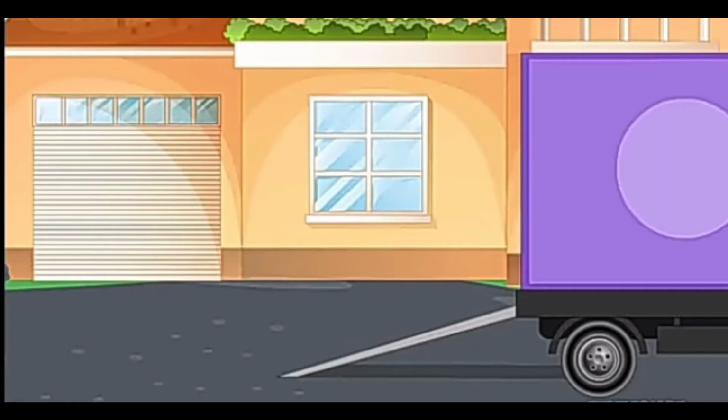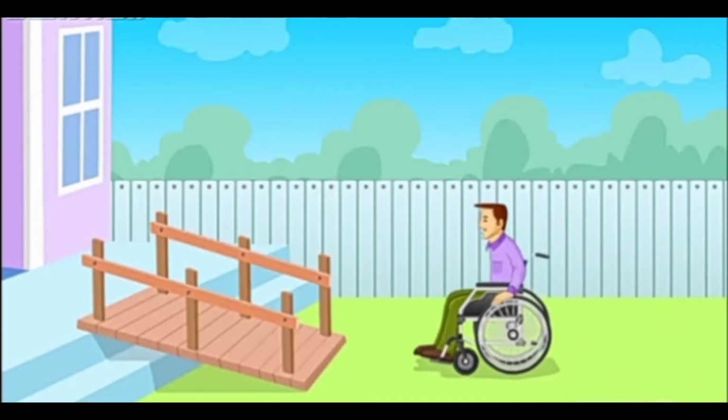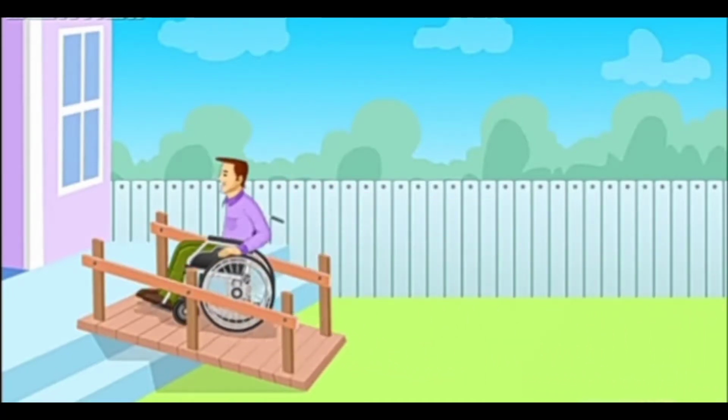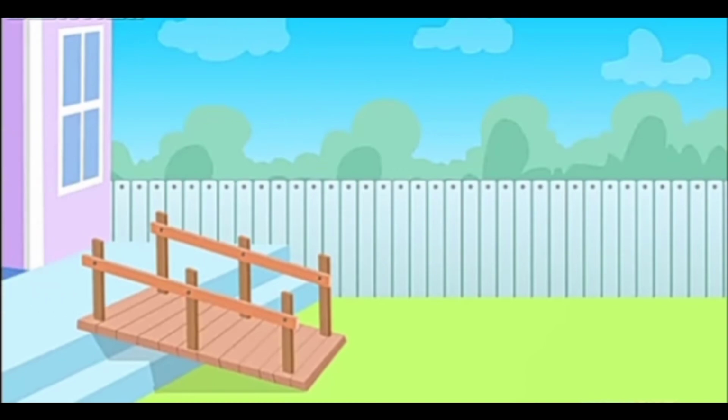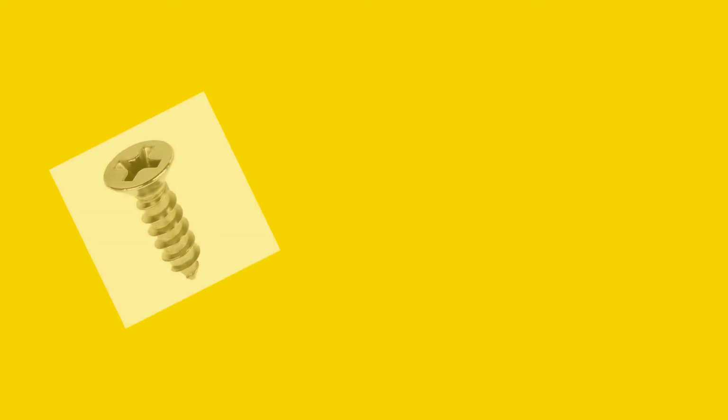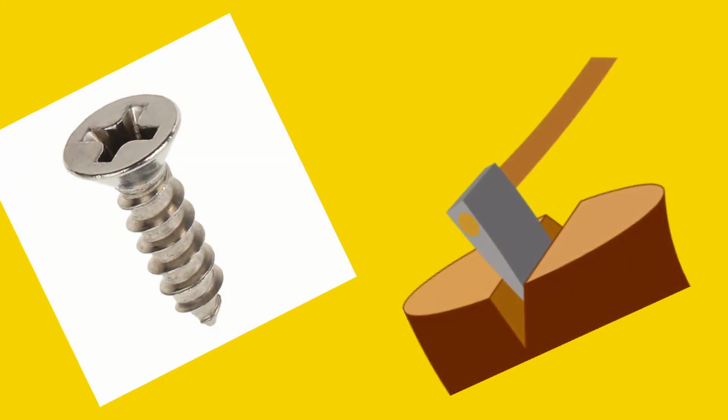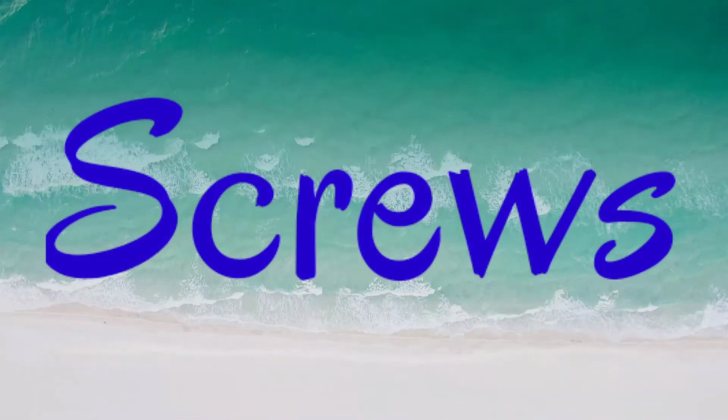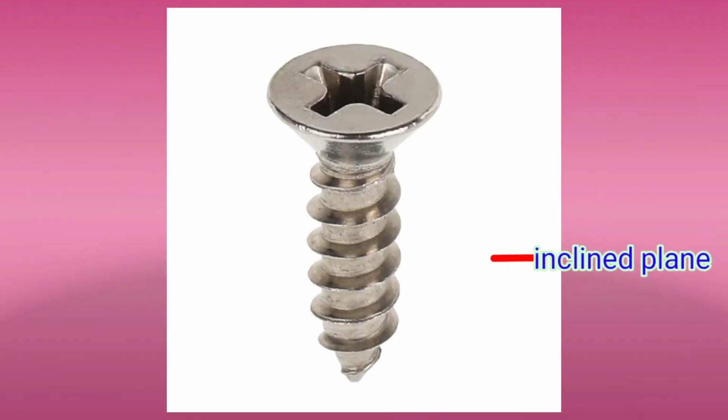How do we use inclined planes? We use them in homes and buildings to help people go up instead of using stairs. Screws and wedges are two types of inclined planes. Next is screws. A screw is actually an inclined plane wrapped around a cylinder that has a sharp pointed end.